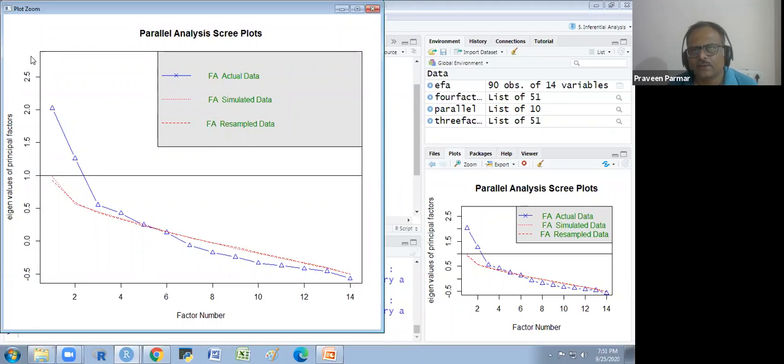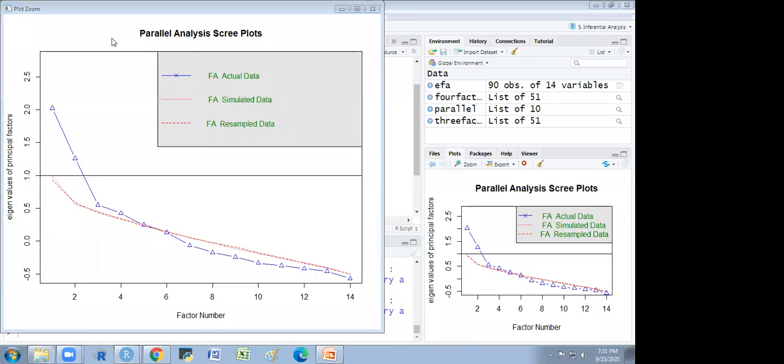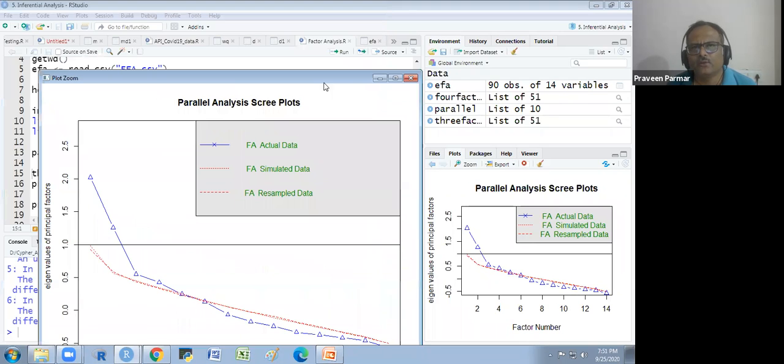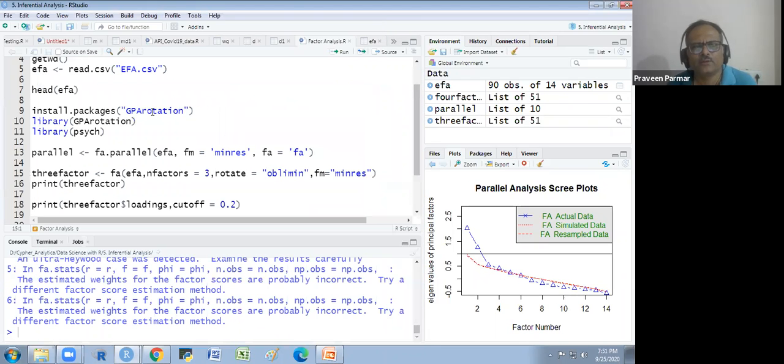Yeah, can somebody tell me how many factors? 3, correct. So Suresh Kumar ji, you are very, very correct. We should take the 3 factors, Nikita. So this is the syntax. I will not go into the interpretation of all this.